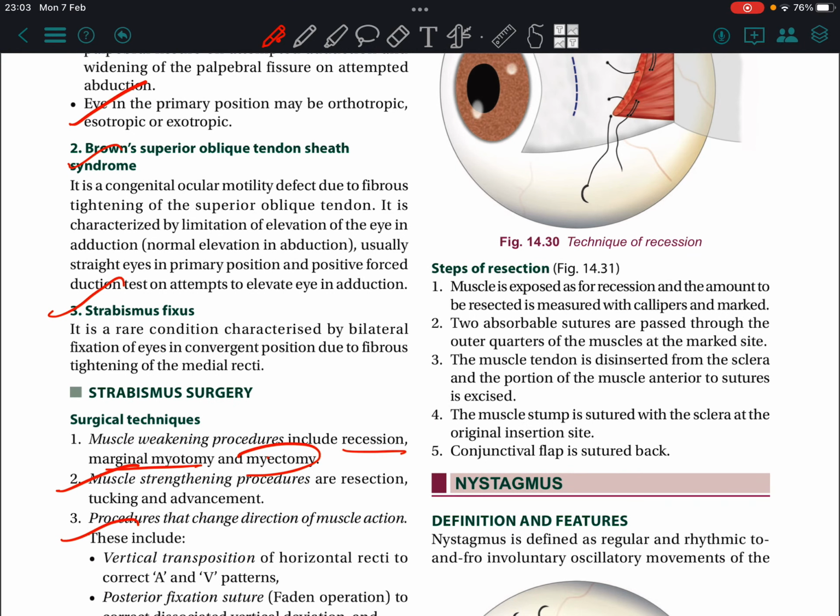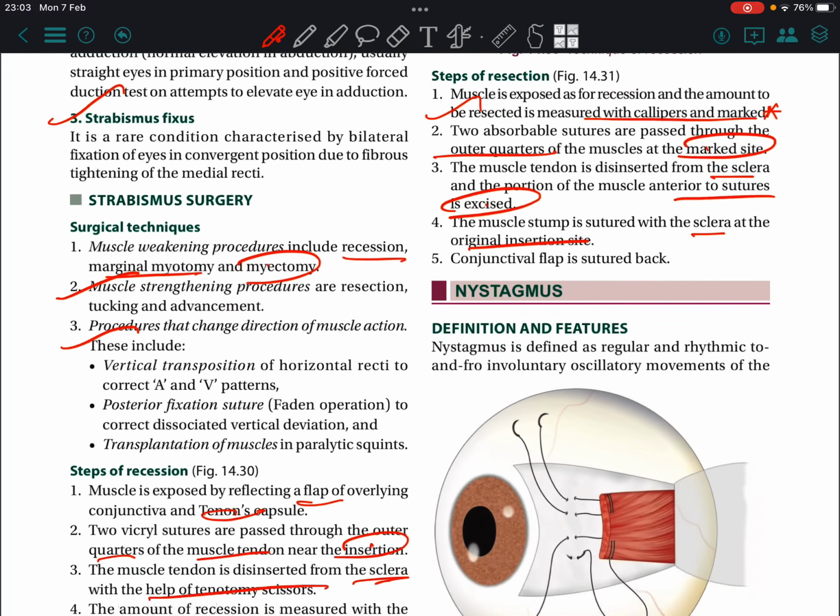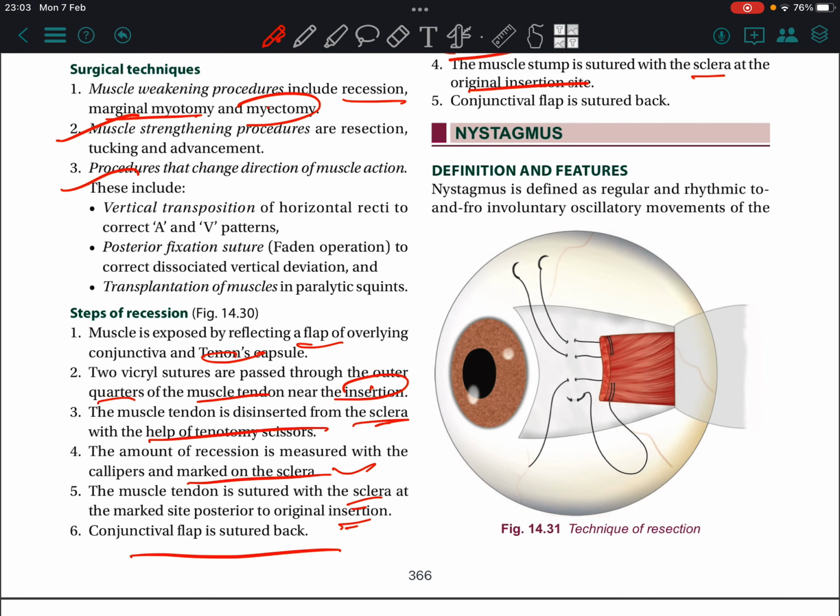Steps of resection: the muscle is exposed as for recession, and the amount to be resected is measured with calipers and marked. Two absorbable sutures are passed through the outer quarters of the muscle at the marked site. The muscle tendon is disinserted from the sclera and the portion of the muscle anterior to the sutures is excised. The muscle stump is sutured to the sclera at the original insertion site. The conjunctival flap is sutured back. Nystagmus: definition, features.